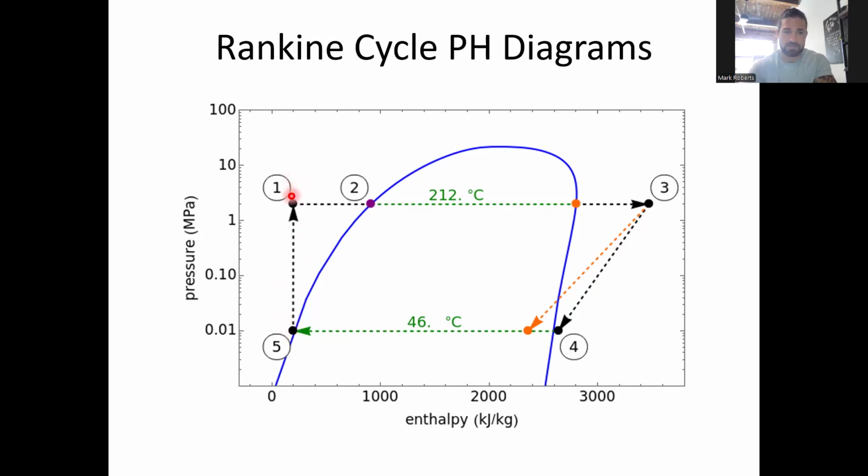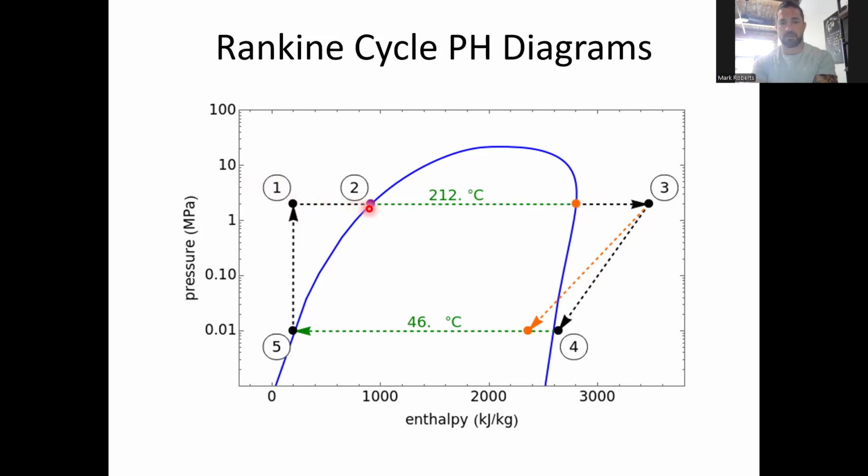So again, we pressurize the liquid, and now this is going to be a subcooled liquid. And this line will probably be tilted slightly to the right because we have to put work into compressing, or into increasing the pressure of the liquid. And then the subcooled liquid is going to go through a heater or a boiler. And so the boiler is going to raise the temperature.